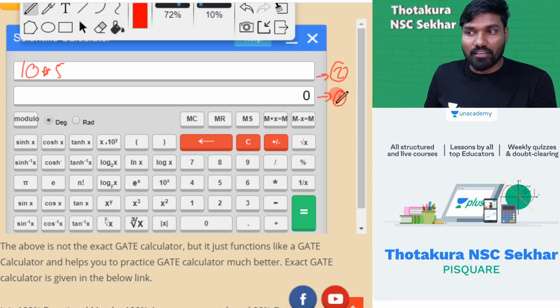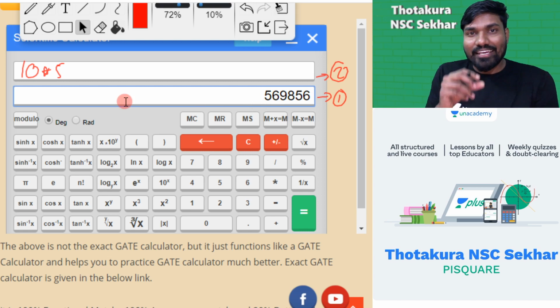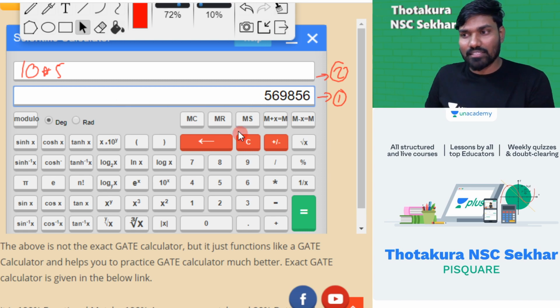The first display has multiple functions. The first function of this first display is data. Whatever data you enter here, it will hold the data. And the second function is the initial result. What does that initial result mean?